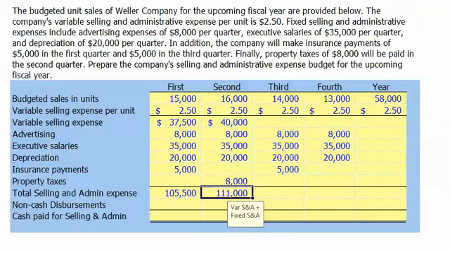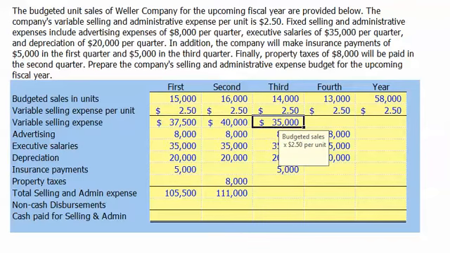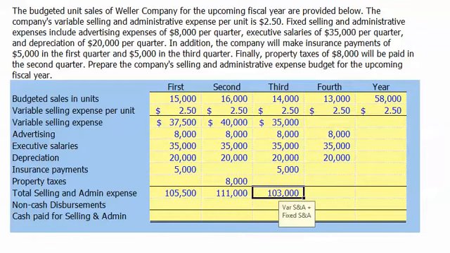For the third quarter, our variable selling expenses will be $35,000. That's the 14,000 budgeted units times $2.50 per unit. Our total selling and admin expenses will be $103,000.